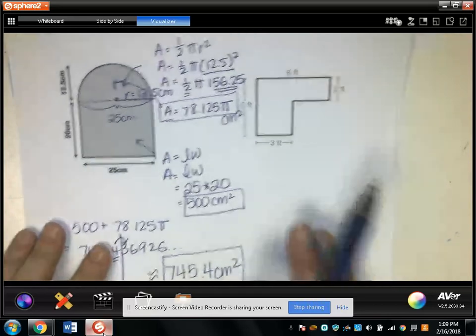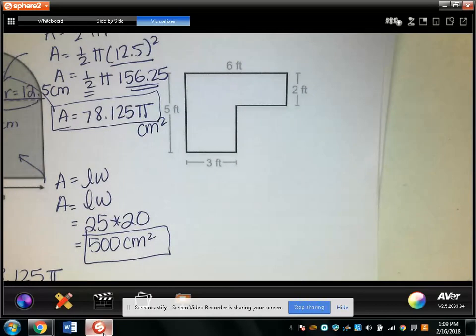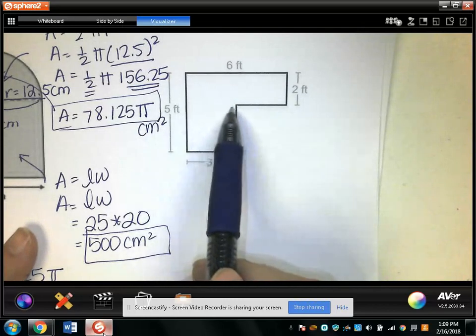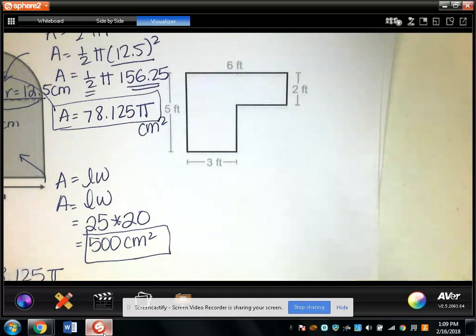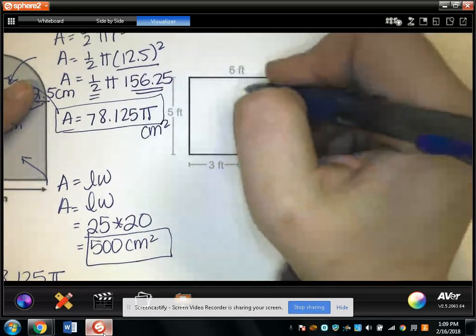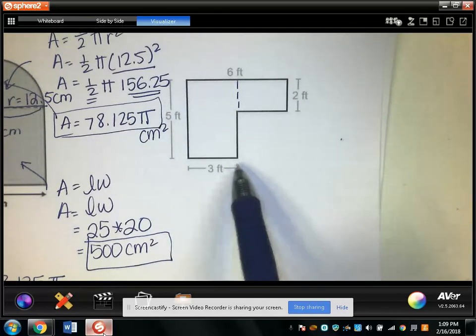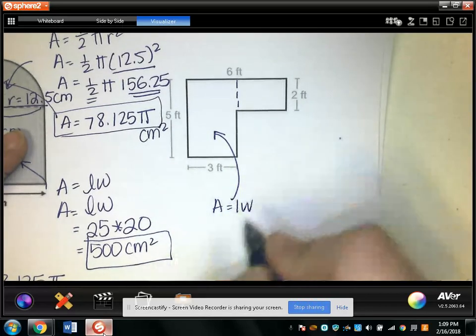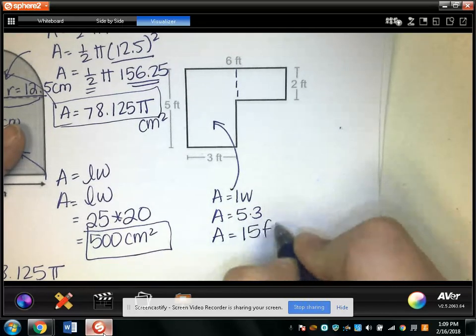So let's do the same for my shape over here. This looks like an L kind of, but I'm going to make it into two shapes that I'm very familiar with, rectangles. I could either cut the L here, or I could cut the L here, and make two rectangles. I'm going to cut my L right here. It's just a decision I made. I can find the area of this rectangle pretty easily because it's 5 times 3. Area equals length times width, area equals 5 times 3, area equals 15 feet squared.